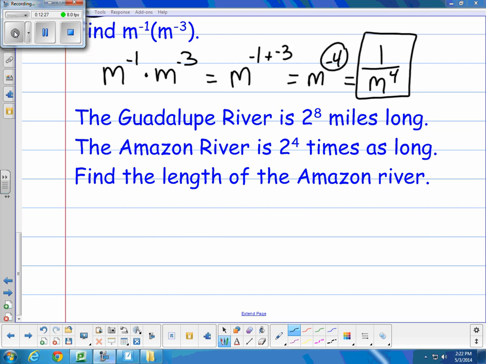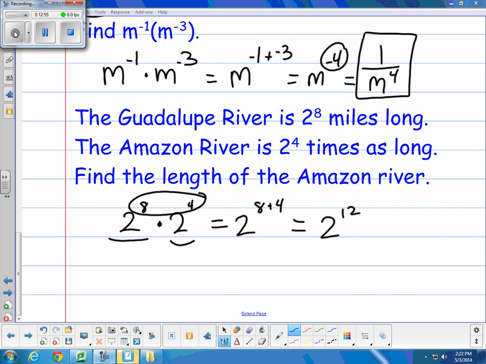Okay, well, just like we've been talking about, as long as, you're going to be multiplying these two values. So you have 2 to the 8th is the value of the Guadalupe River, times the Amazon is 2 to the 4th power as long as that. So the Amazon River is really this long in addition to this much long. So what you have to do is multiply those together, which we know is just like adding our exponents. So 2 to the 8th plus 4. So we're given a value of 2 to the 12th.